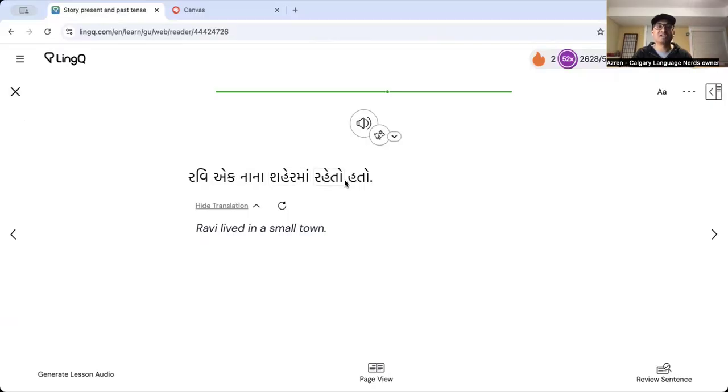So Ravi Nana Sharma Retoto. So he lived in a small town before, but not anymore. He used to live there before, but not now. Again, a lot of the vocabulary I'm not going to cover because we literally covered it in the previous lesson. This is the exact same text as the previous lesson, so we don't need to go through the vocabulary.